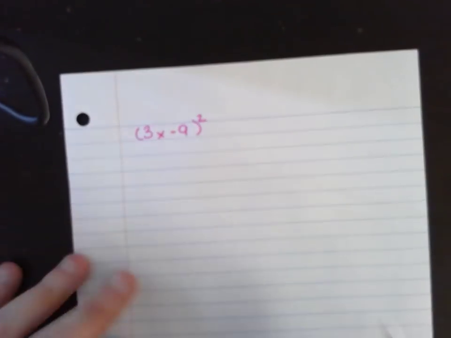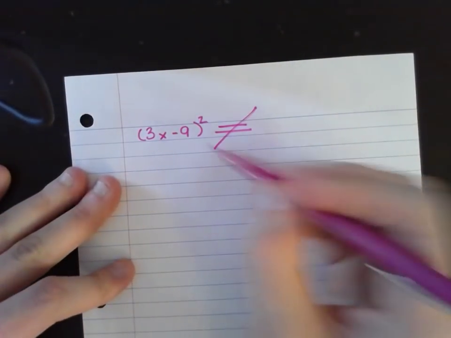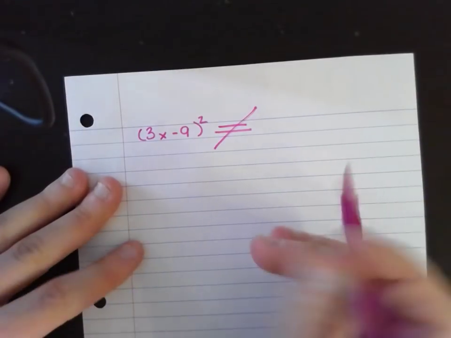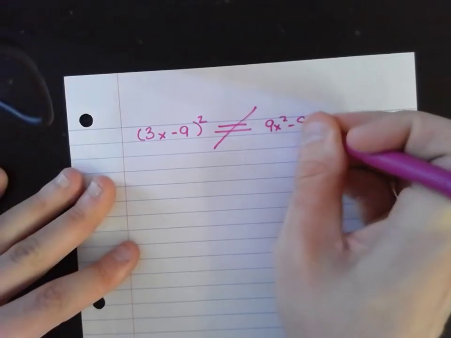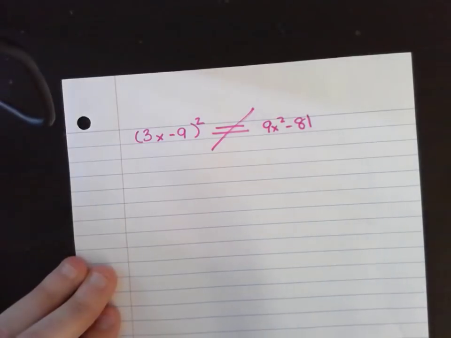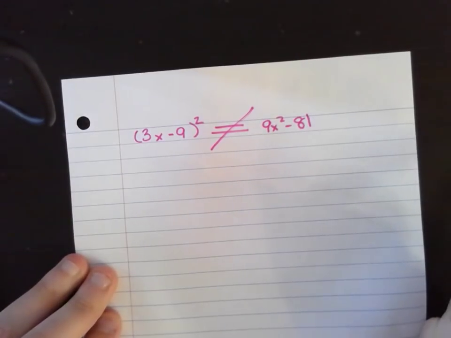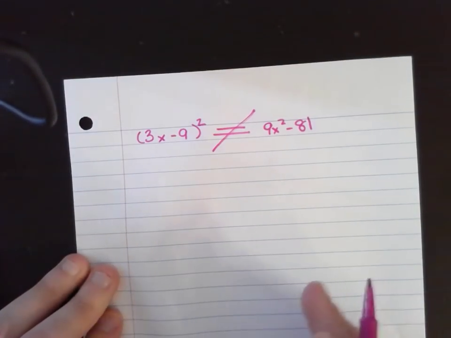(3x minus 9) squared. Let me refocus it, and let me tell you something. Notice how big this not equal sign is, because I need to make this clear. This does not equal 9x squared minus 81. It does not. We do not distribute this through.